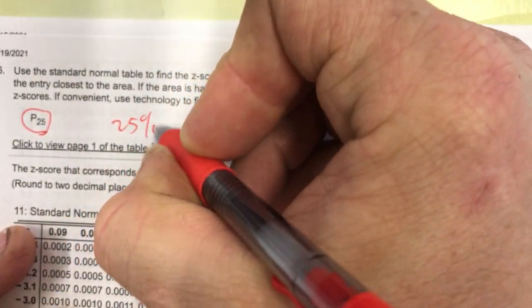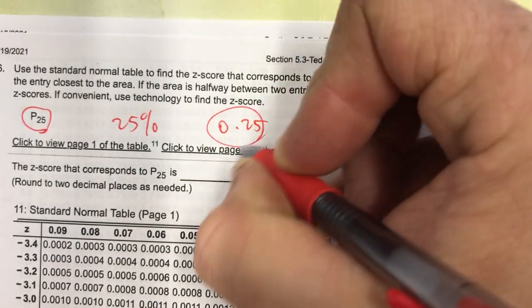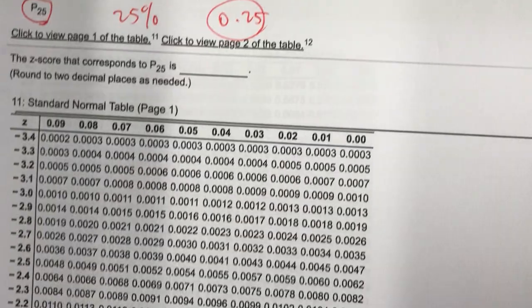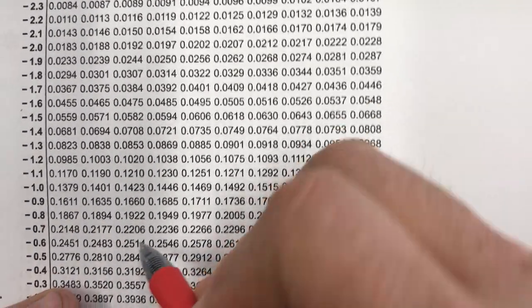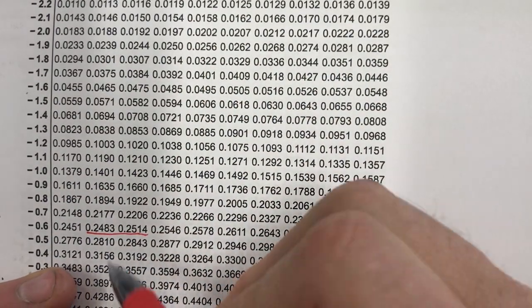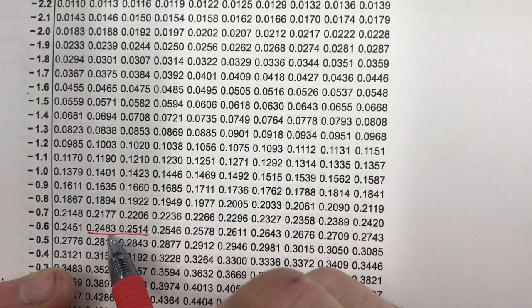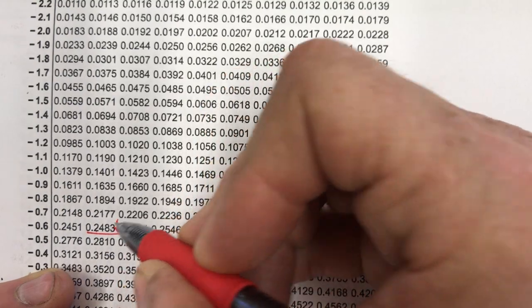Now this right here, P25, means it's the 25th percentile, which is 0.25. So that's what I'm looking for, 0.25. All right, that's going to be on this first page, and let's see here. All right, here's the 25s. Here you go, right there. It's between these, which this is 17 away from 2,4, and this is 14 over, so it's really kind of in between those exactly.